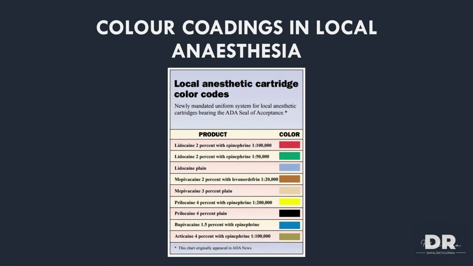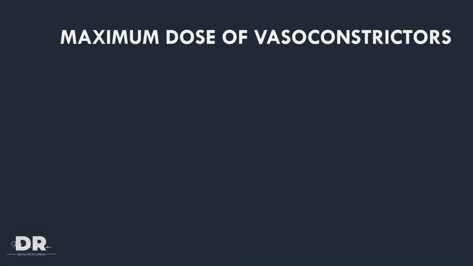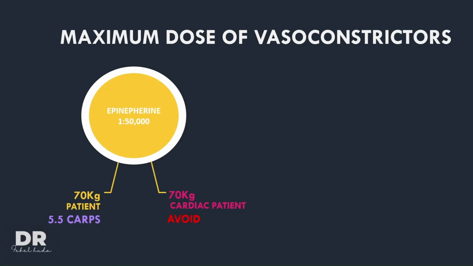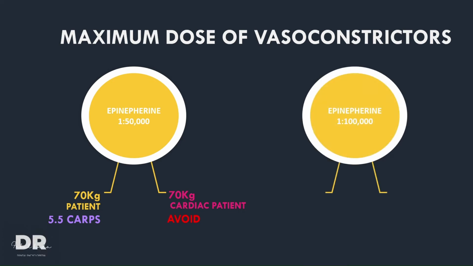Now you can see that there are a lot of color codings on these cartridges. They have specific information on what anesthetic agent it contains and the amount of epinephrine or vasoconstrictor that it has. Now we have to have safety measures on the vasoconstrictors as well. Epinephrine 1:50,000 is safe for a healthy 70 kg person. You can administer about 5.5 cartridges, whereas for a cardiac patient of the same weight, you're supposed to completely avoid it. Now epinephrine 1:100,000, if your patient is healthy and 70 kg, you can give up to 11 cartridges, and for a 70 kg cardiac patient, you can give only 2 cartridges.